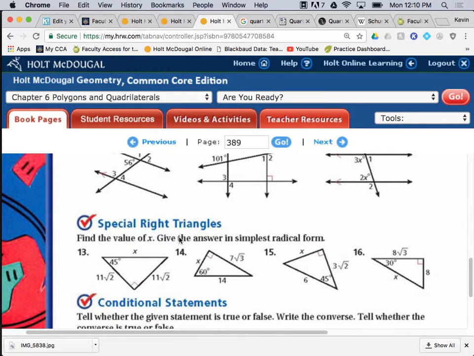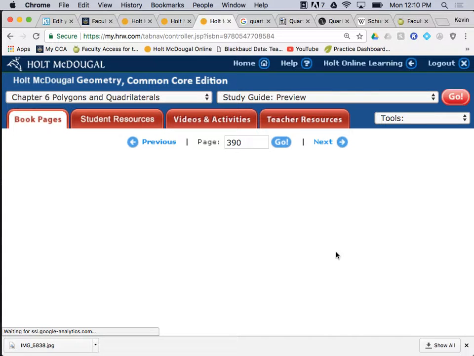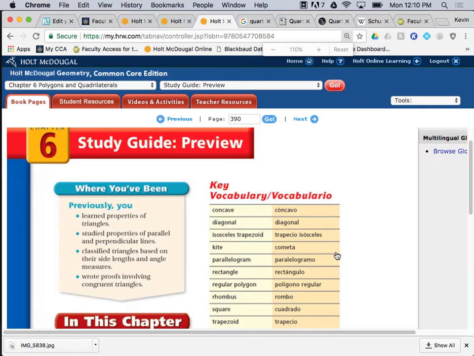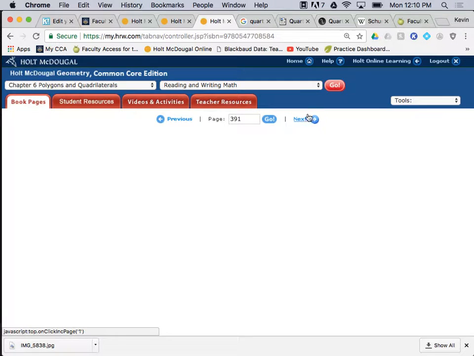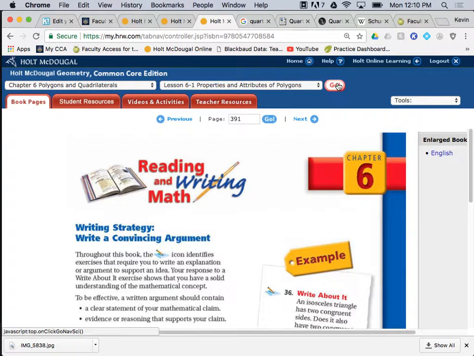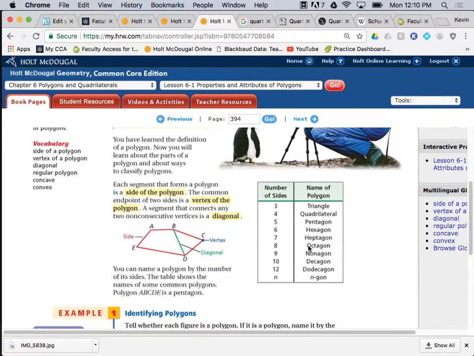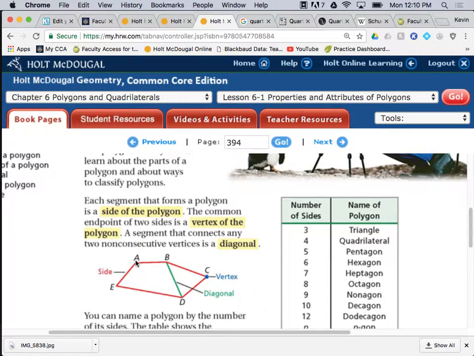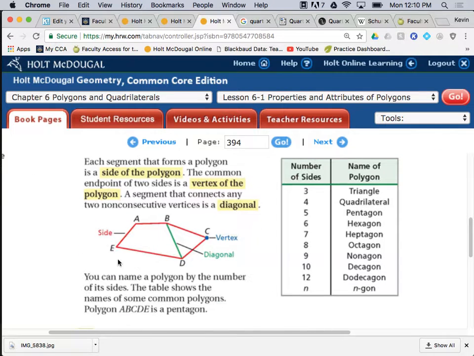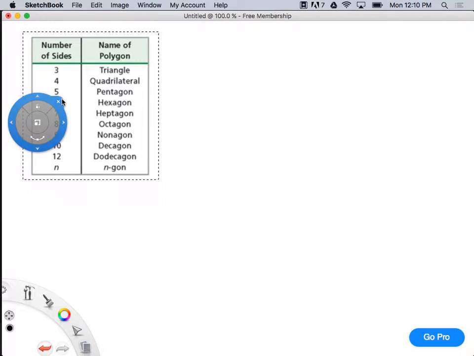And then we'll move into our actual lesson for the day. So our actual lesson for the day is Chapter 6, Lesson 1. So let's go ahead and get into that. So properties and attributes of polygons. So this list right here has all the polygons and the number of sides. Okay. So number of sides and the name of the polygon.